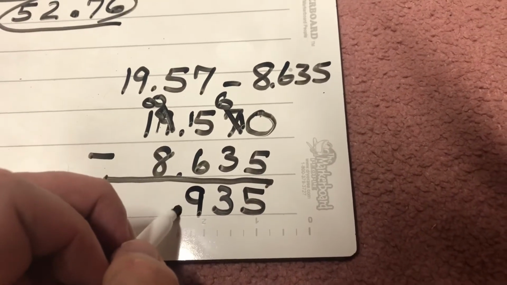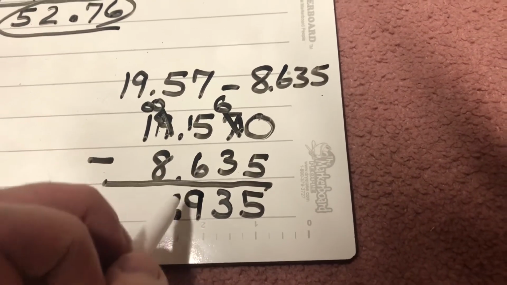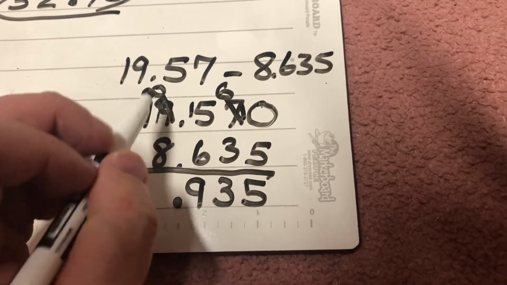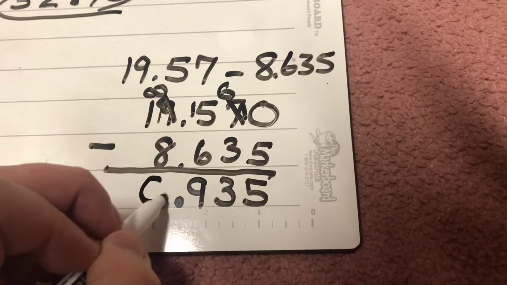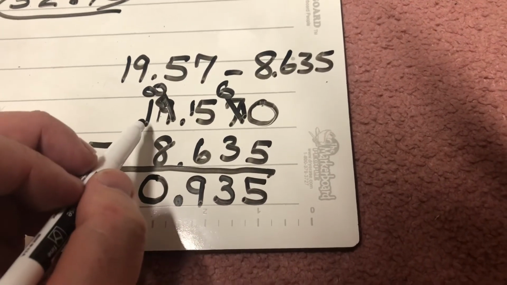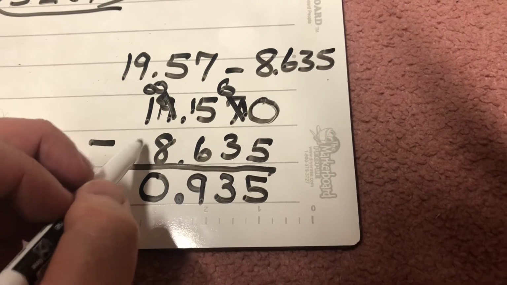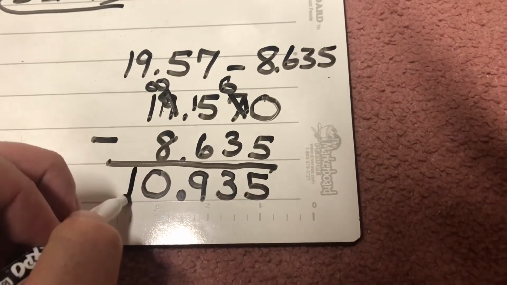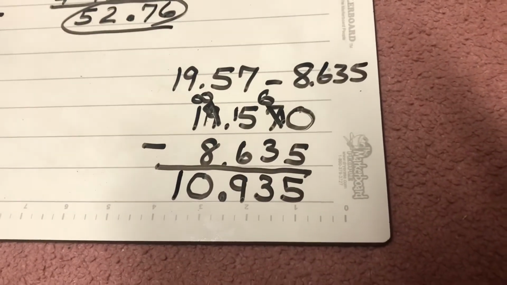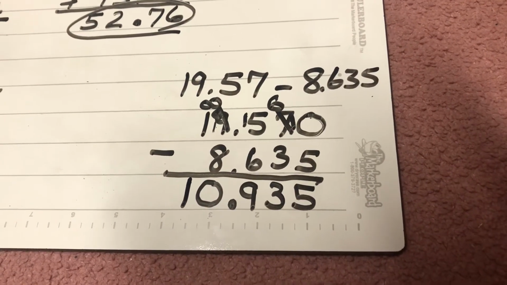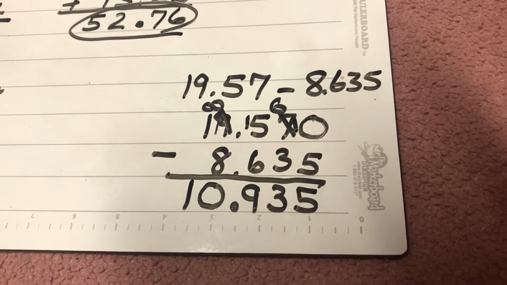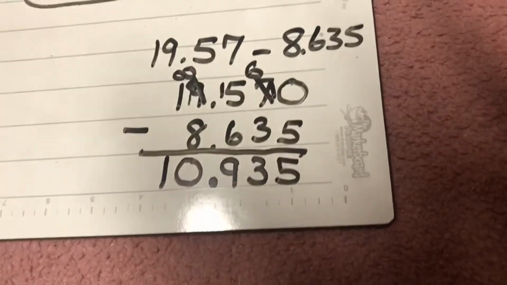I'm going to drop my decimal straight down. Once again, never forget to put your decimal down. Then my 9 became an 8, so I have 8 minus 8. Well, 8 minus 8, I believe, is 0. Then I have 1 with nothing here. If I put a 0 there, that's fine, but it's not necessary. 1 minus nothing is 1. My final answer is 10 and 935 thousandths.